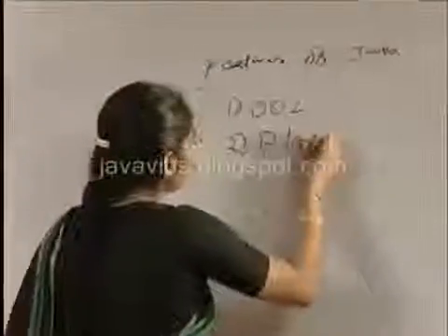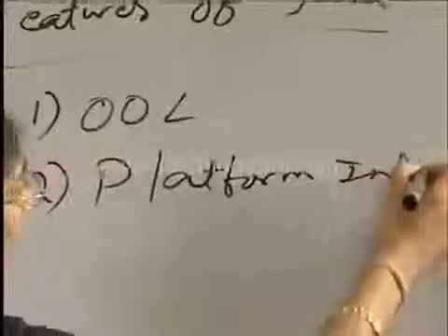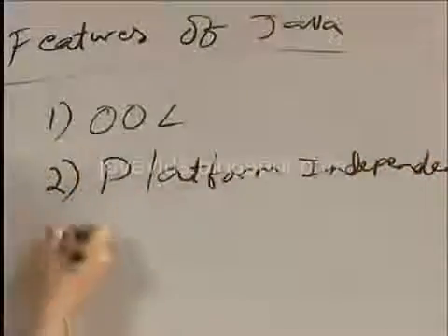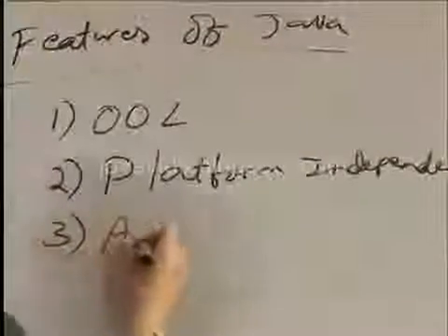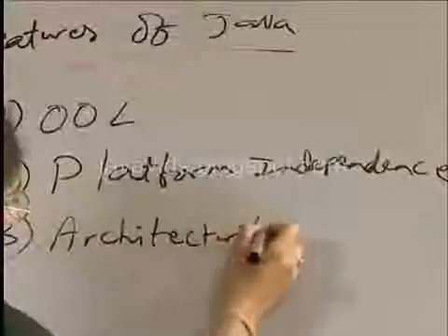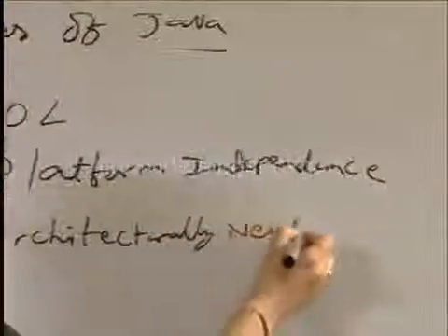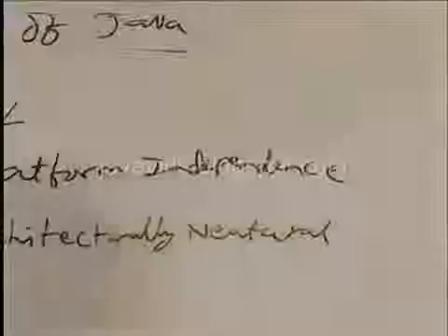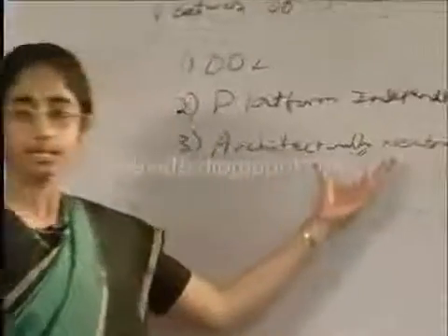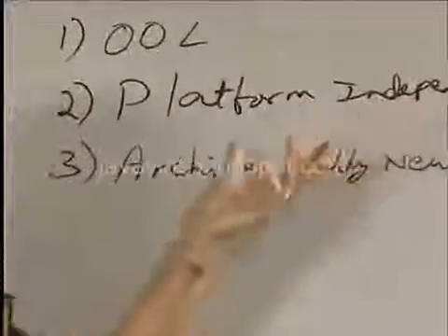Second, we know Java for its platform independence, and architecturally neutral. So Java is platform independent as well as architecturally neutral. Now what do I mean by this?